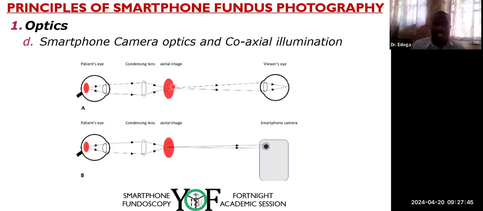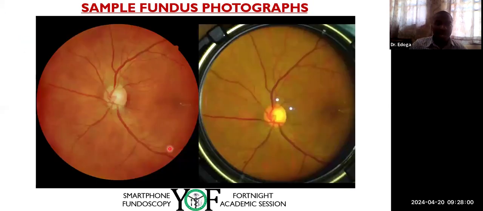So the aerial image is in between the lens and the eye. But when you are using the smartphone, it's the camera of the smartphone that captures the aerial image. So I'm going to skip some slides now and go to some of the sample images and play some videos. I have like 2 videos to play.